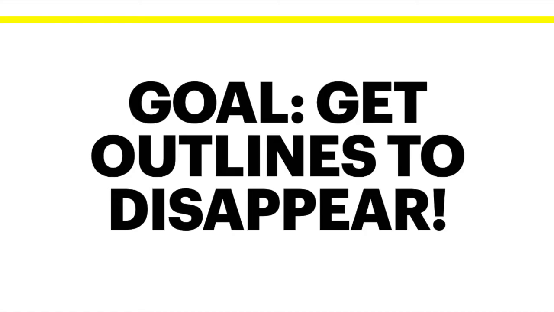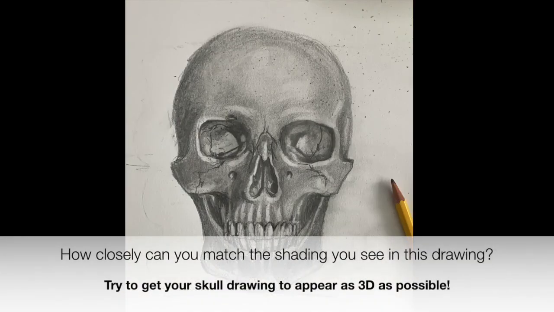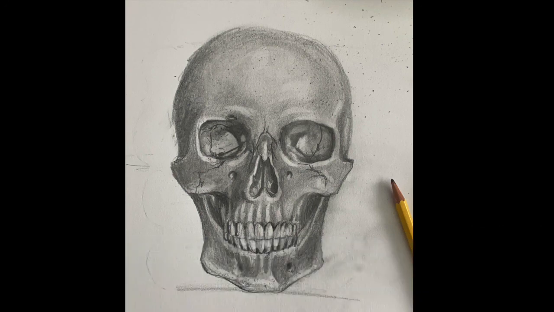Your ultimate goal in your drawing is to get your outlines to disappear so the skull looks completely three-dimensional. How did you do? How closely were you able to match the shading that you see in this drawing? I hope you had a great time trying to make your skull three-dimensional.